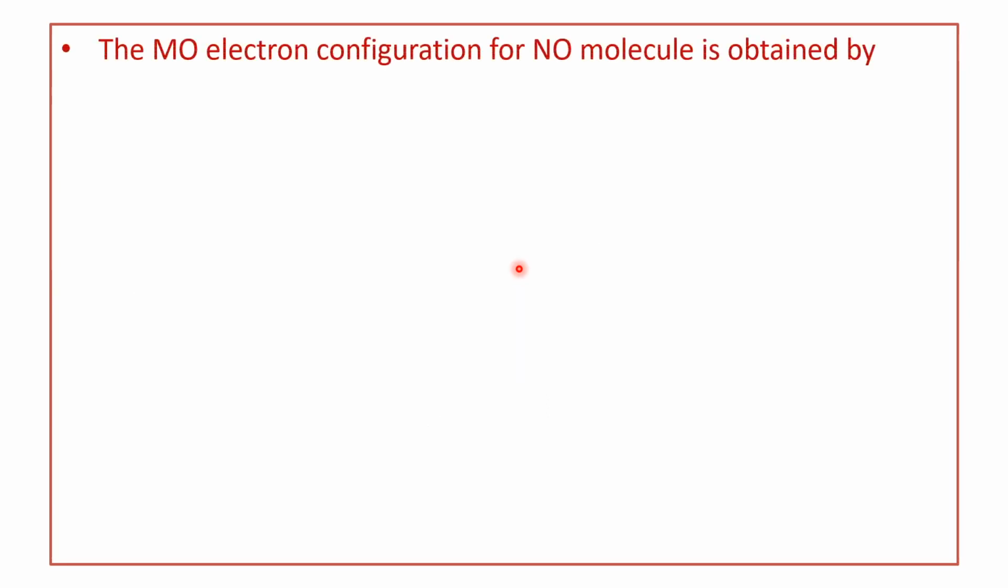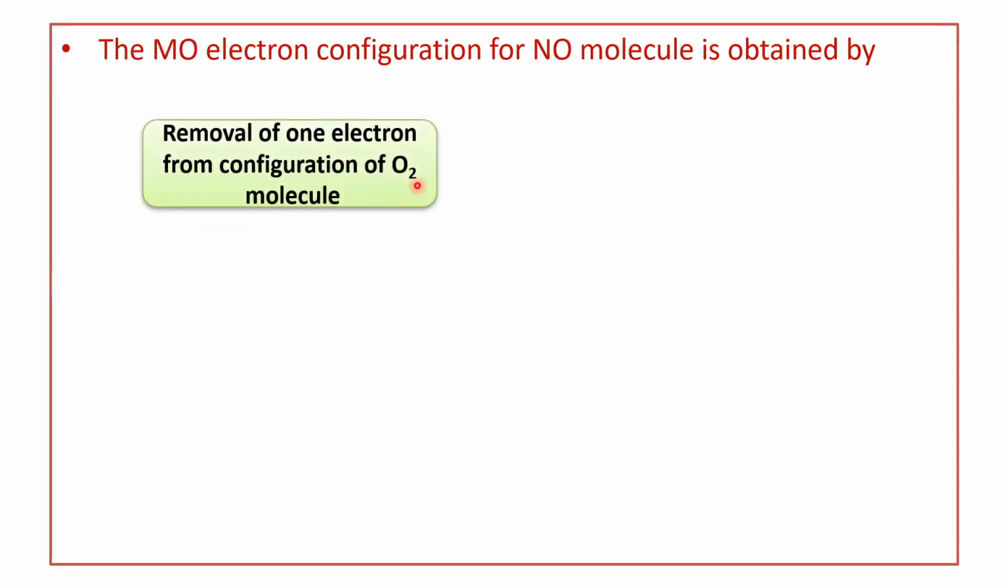Okay. So based upon this, let's see the MO electron configuration of the NO molecule. This is just obtained by the removal of one electron from the configuration of the oxygen molecule.